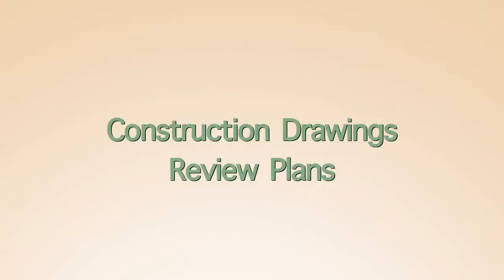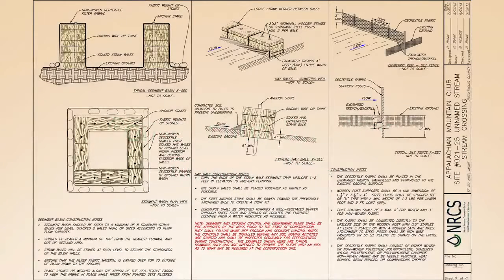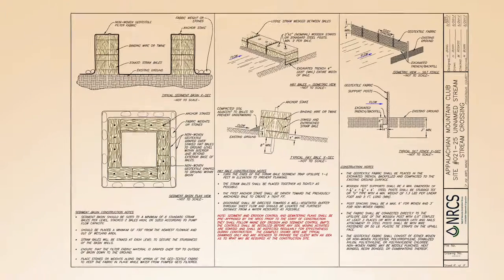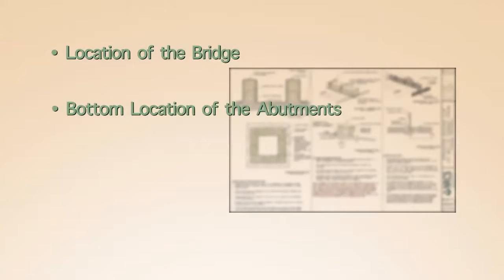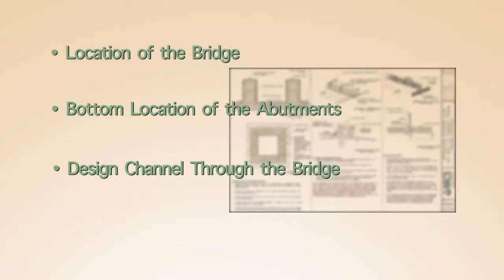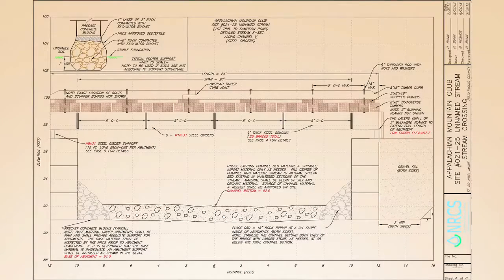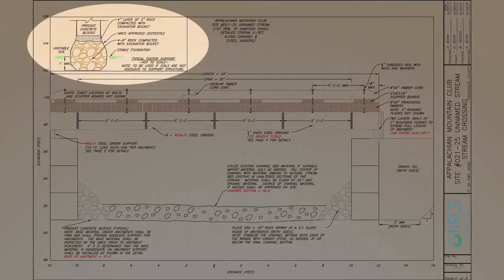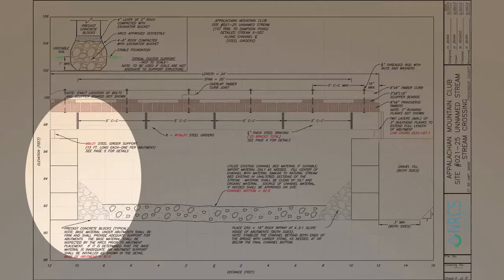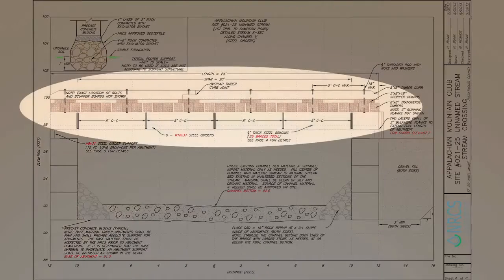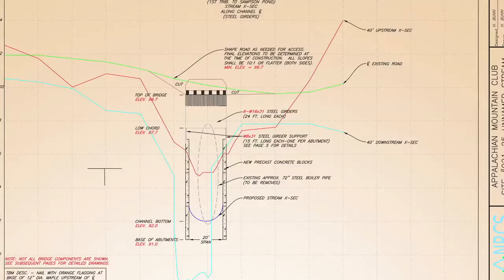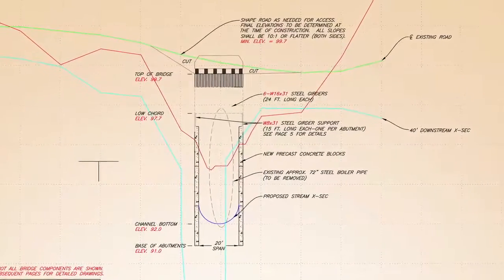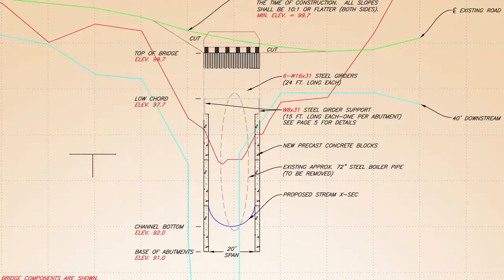Construction drawings, review plans. Before construction starts, a design needs to be completed that shows enough detail so the bridge can be installed properly. For a bridge, the key components are the location of the bridge, the bottom elevations of the abutments, and the design channel through the bridge, and the bridge opening width or span. This drawing shows a cross-section of the bridge, as well as the elevation of both the bottom of the footings and the design channel elevation through the bridge and the bridge opening width or span. The location of the bridge, in comparison to the location of the existing culvert to be replaced, is also shown.